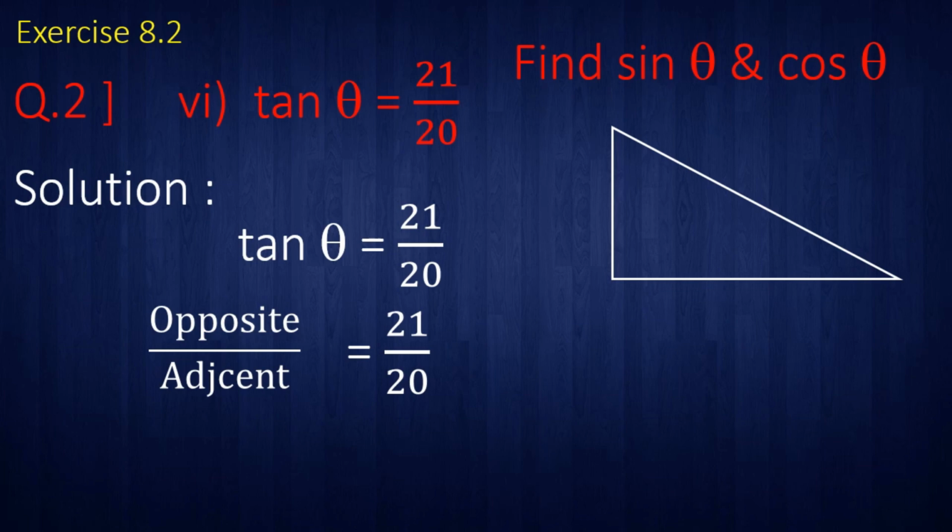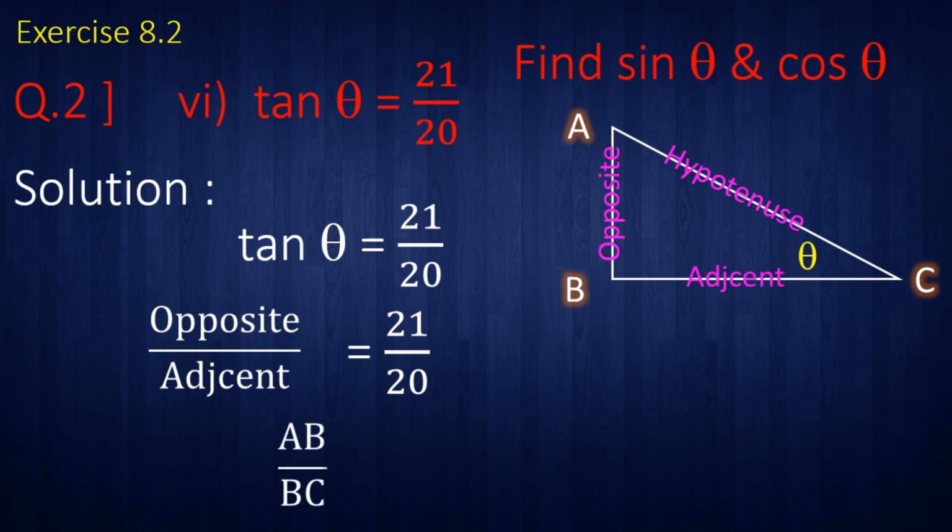Always write the triangle name A, B, C. On B it is a right angle triangle. On C you will write theta degree. Opposite to theta is AB, so write on AB opposite. Opposite to 90 degree will be hypotenuse, so AC will be hypotenuse and remaining side BC will be adjacent. Now put opposite name AB and adjacent name BC is equal to 21 upon 20.